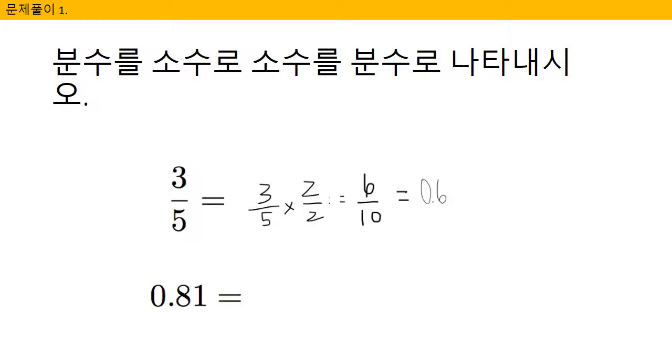Now let's try converting the decimal to a fraction. We're going to multiply 0.81 by 100 over 100, and this gets us to 81 over 100. We can't simplify this anymore, so this is our final answer.